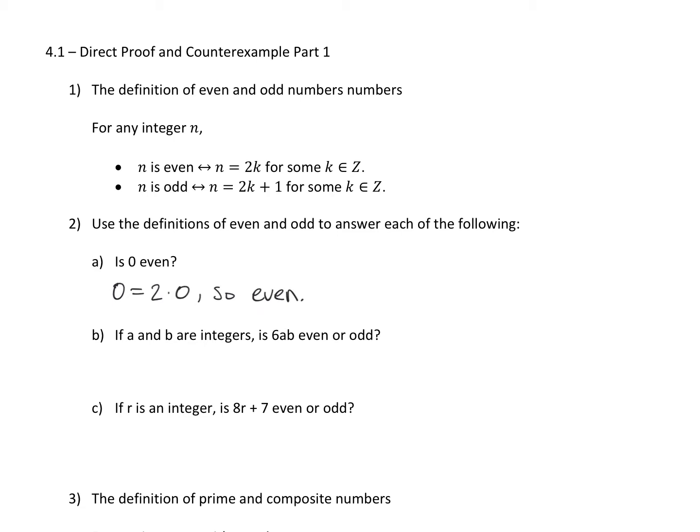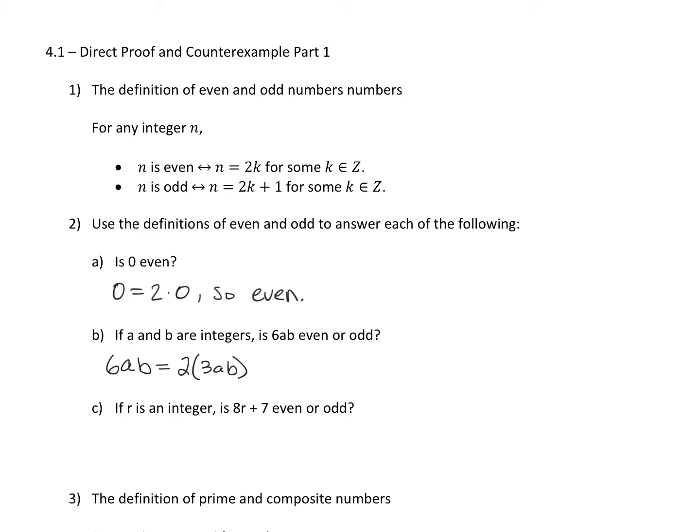If a and b are both integers, is 6ab even or odd? Well, we want to know, can 6ab be written as 2 times an integer? Because that's the definition of even. Otherwise, it's odd, 2 times an integer plus 1. So 6ab can be written as 2 times 3ab.